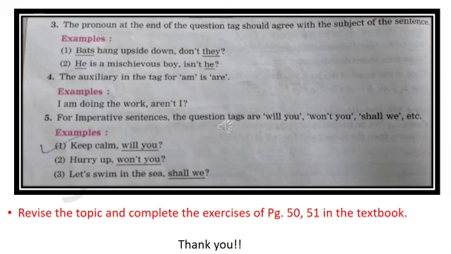For imperative sentences. What are imperative sentences? Sentences which give commands or requests are called imperative sentences. So the question tags are will you, won't you, shall we, etc., for imperative sentences. Let's see the examples. Keep calm, will you? Hurry up, won't you? Let's swim in the sea, shall we? So, will you, won't you, and shall we? These are the question tags for imperative sentences.